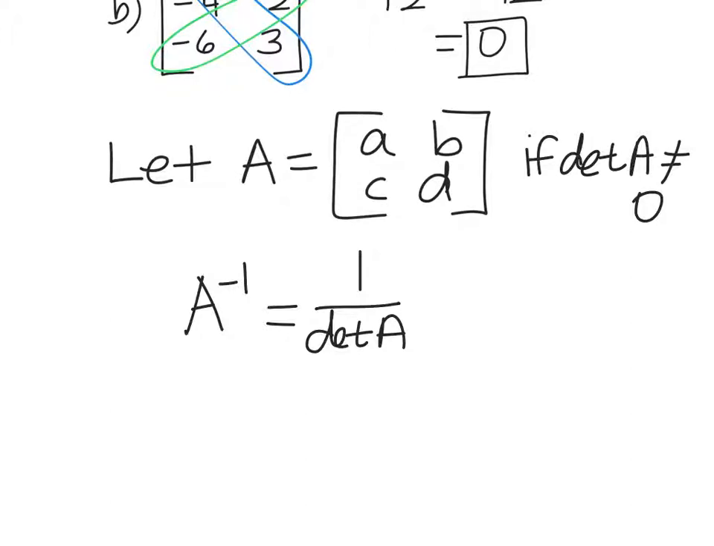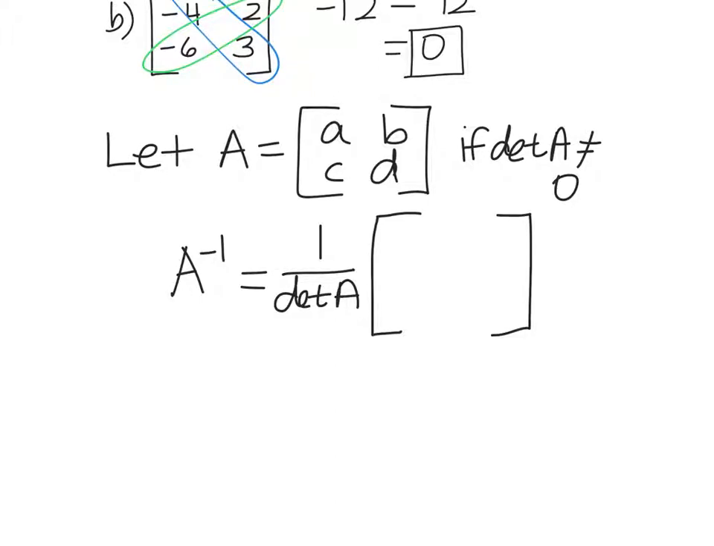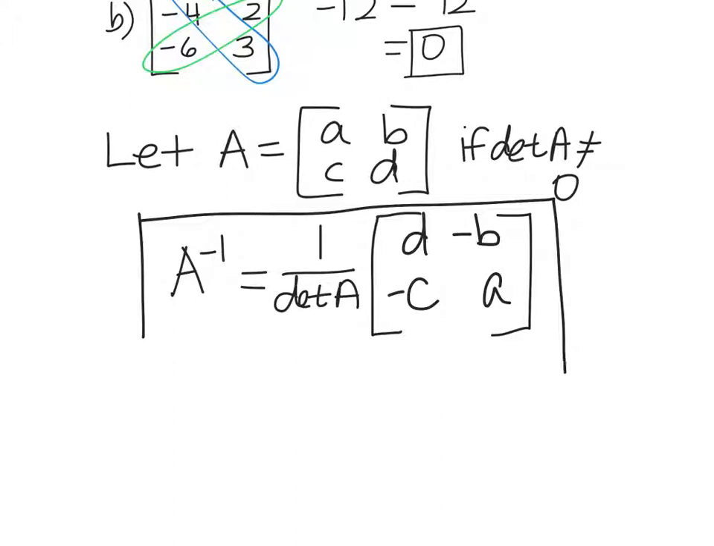Okay. So 1 over the determinant of A, and here comes the funnest thing you'll ever do in math. Here it comes. You ready? I'm not kidding. We're going to take A and D, we're going to pick them up, and we're going to switch them. And then B and C, guess what? They stay put, but they become the opposite of what they were. So good. That's it. That's how you find the inverse of a matrix.